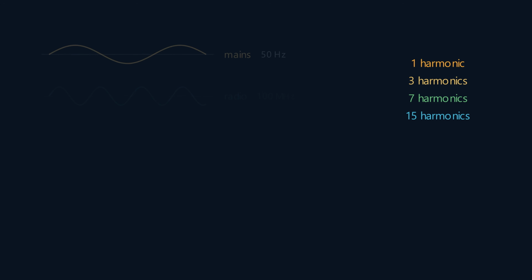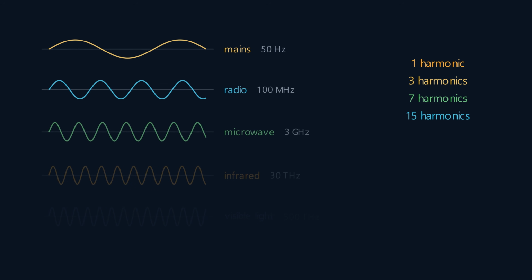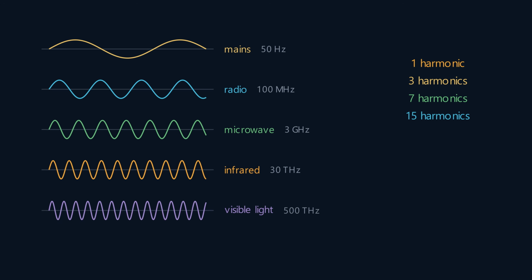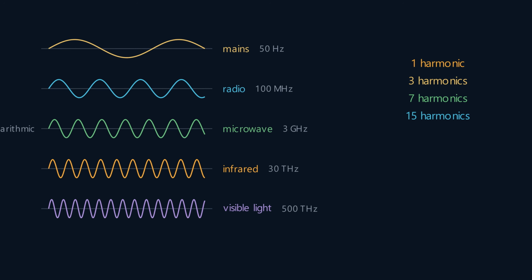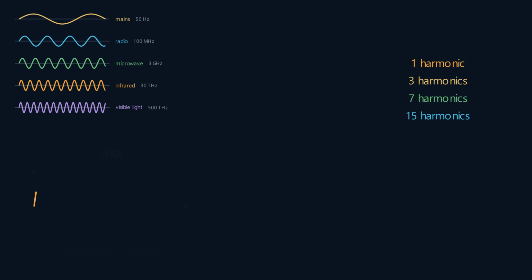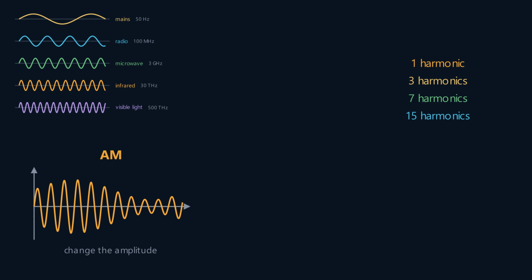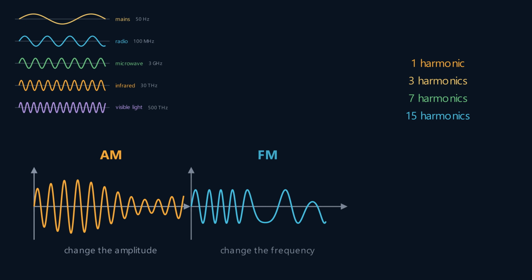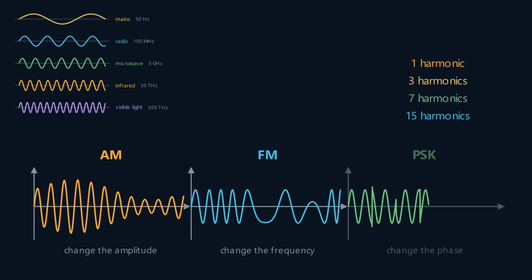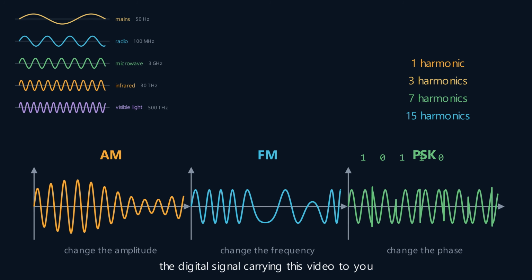Rotate that idea faster, and you get radio, microwaves, light itself, all of them oscillating fields, all described by sines and cosines, all distinguished only by how fast they repeat. Change the amplitude over time, and you have AM radio. Change the frequency, and you have FM. Change the phase, and you have the digital signal carrying this video to you.